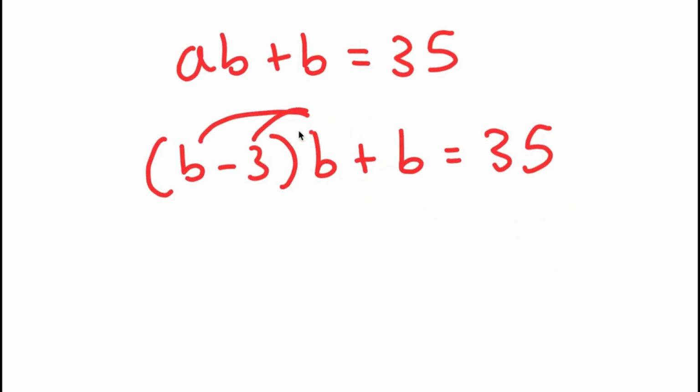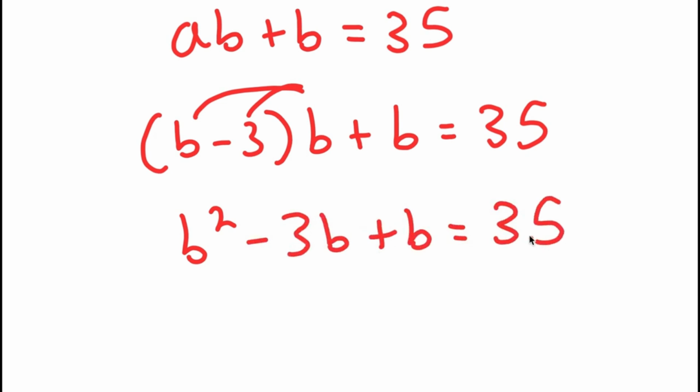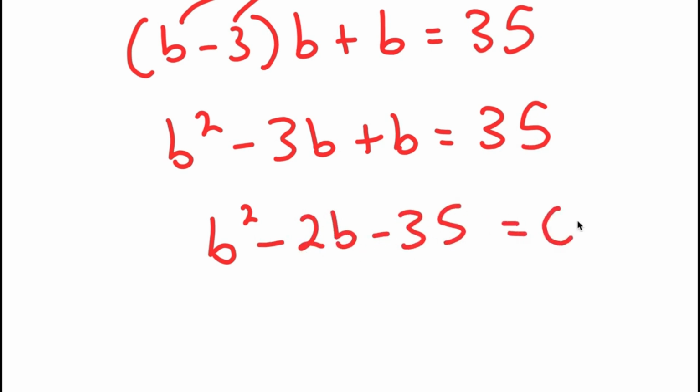What I'm first going to do is distribute the B. B times B is B squared, and B times negative 3 is negative 3B. Now I have this plus B, which is equal to 35. And negative 3B plus B is equal to negative 2B. And if I subtract 35 on both sides, I get B squared minus 2B minus 35 is equal to 0.